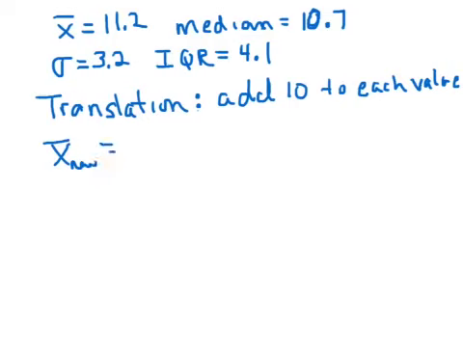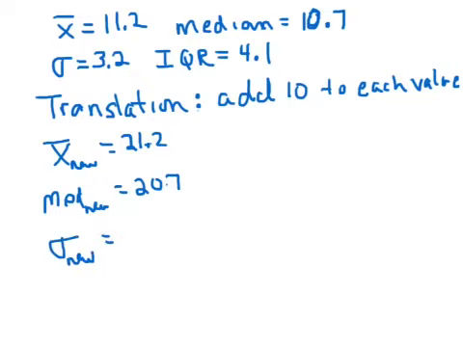Add 10, because that's what you're going to do. Everything else has moved. The center has had to move 10, and the same thing for the new median. This should be 20.7.